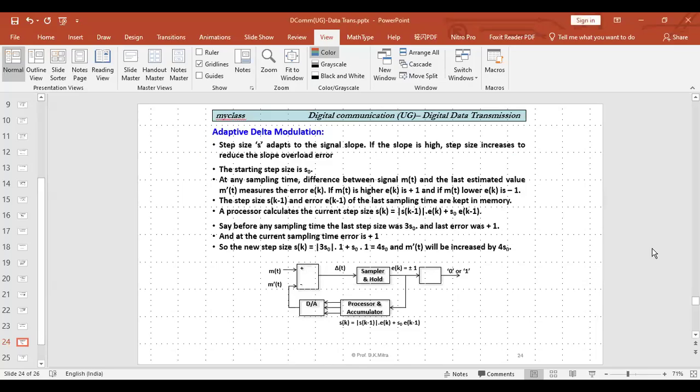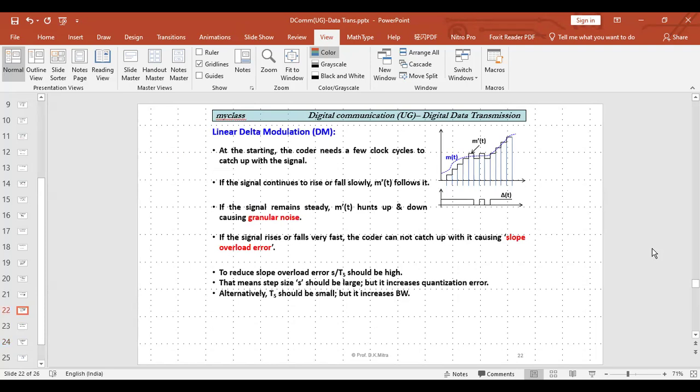Good morning, students. Today we start the last item of source coding in your syllabus, and its technique is adaptive delta modulation. But before we go to adaptive delta modulation, let us go back to linear delta modulation that we have learned last time.